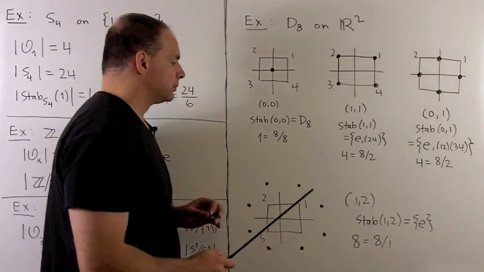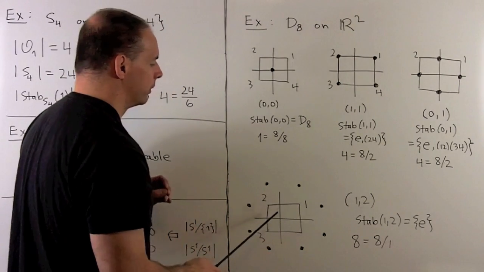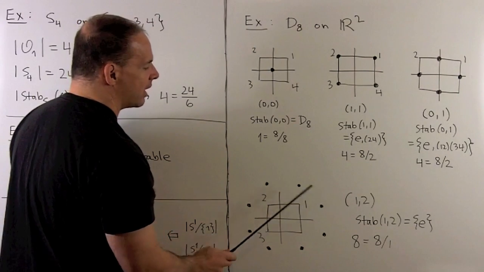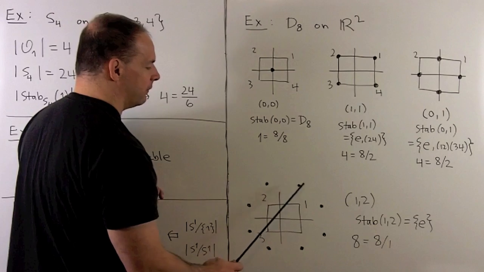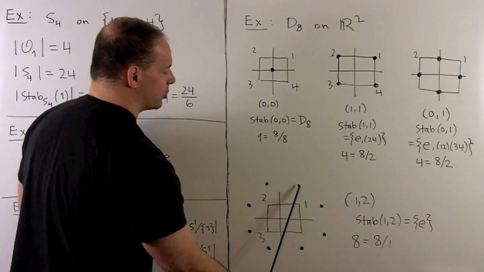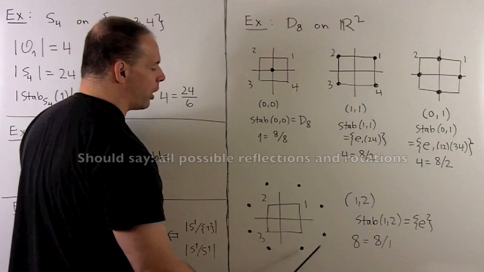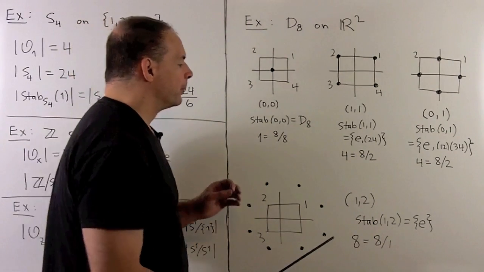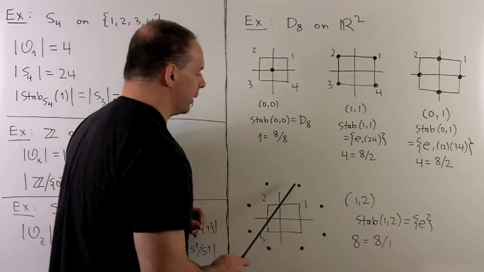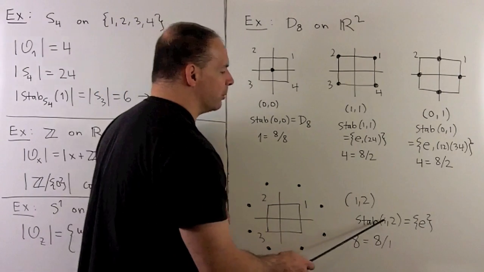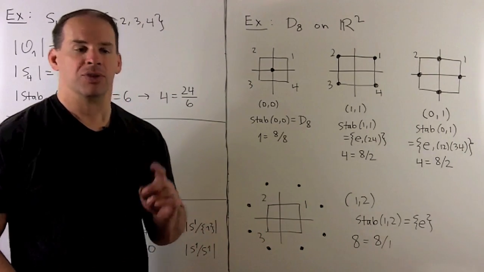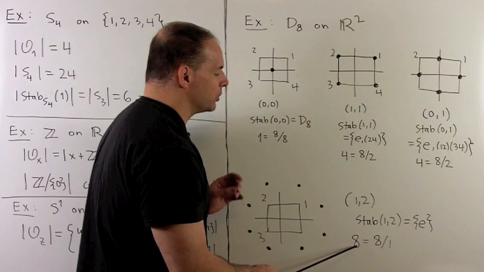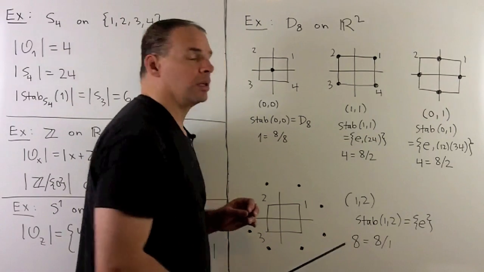Final case, I'll take the point 1, 2. So we're going to go over 1, up 2, and get this point. If we reflect through this line, this point goes to here. If we reflect through this line, this point goes to here. And you'll note, when we do all possible reflections, we're going to wind up with 8 points. Now, that means, okay, if we think about this point here, stabilizer is going to be only the identity element. So that means, in terms of the orbit, the number of elements in the orbit is 8, which is the same as 8 divided by 1. So that checks out.